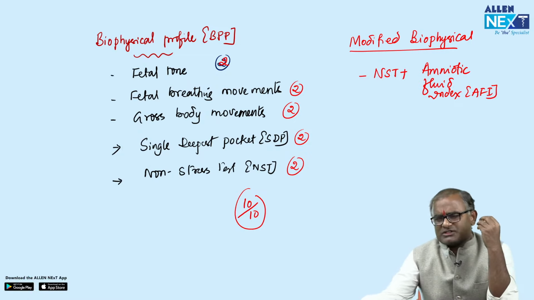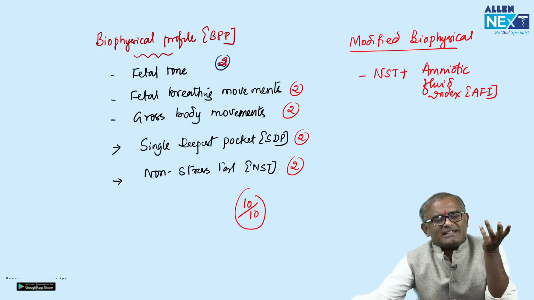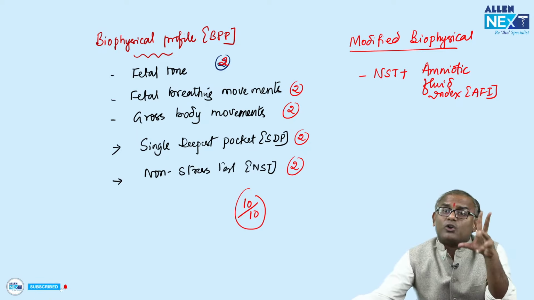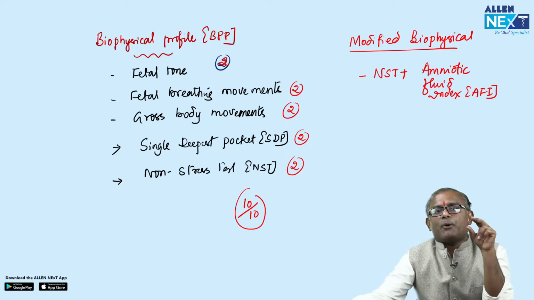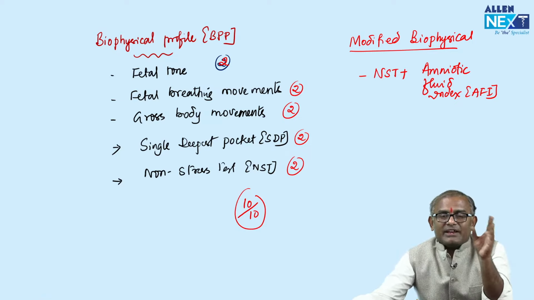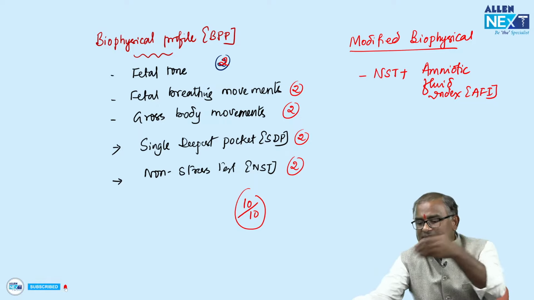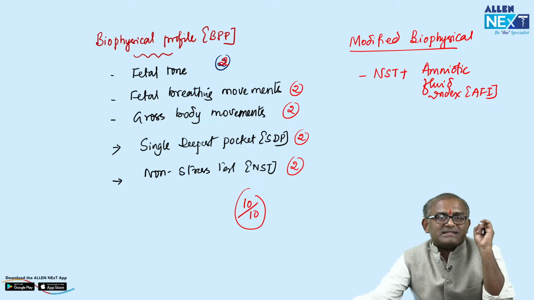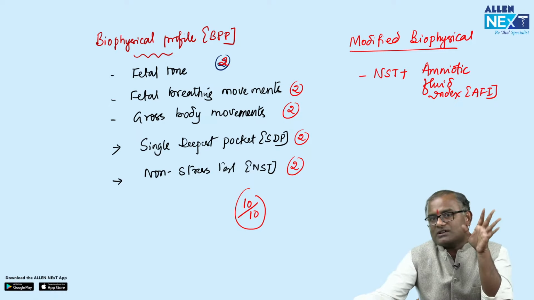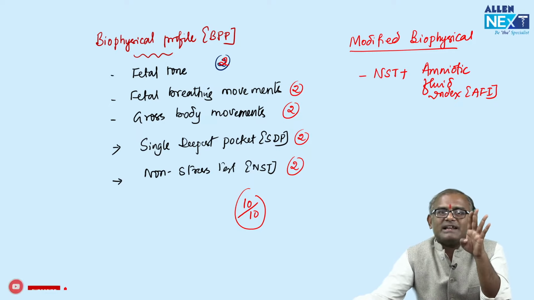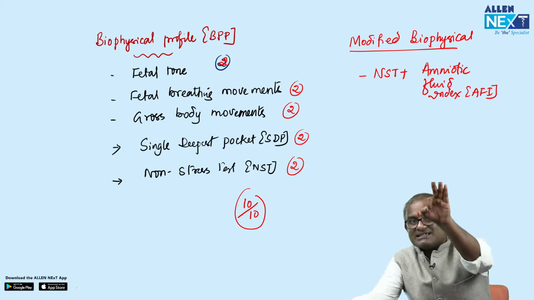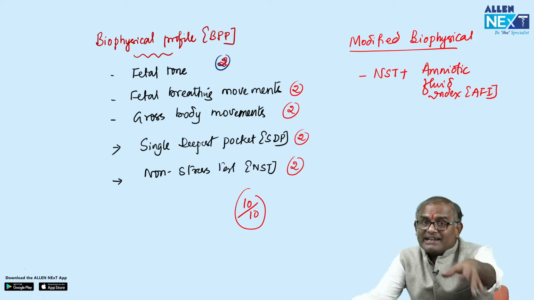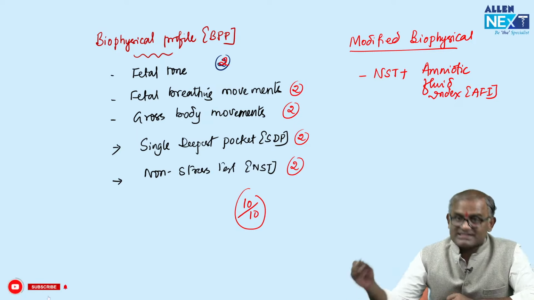I think most of you know what the single deepest pocket and amniotic fluid index are. Amniotic fluid index is the sum of the 4 quadrants. The vertical dimension of the largest pocket not containing cord structures is measured in all 4 quadrants and added up. That gives the amniotic fluid index. But the single deepest pocket is the vertical dimension of the largest pocket not containing cord structures or fetal extremity, measured in any one quadrant. So all 4 quadrants is amniotic fluid index, and any one quadrant is single deepest pocket. I think this is clear, doctors? With this we will proceed to the next question.